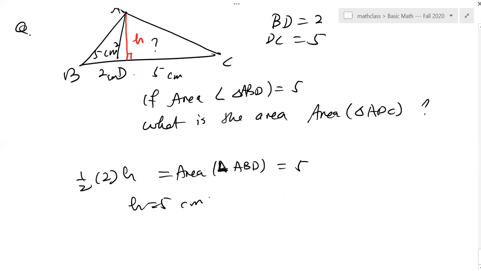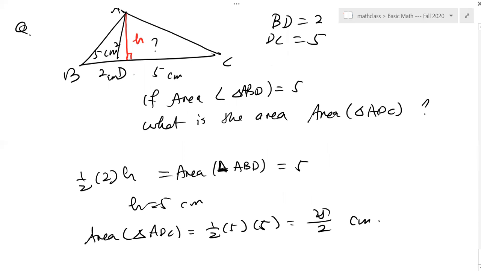Then you use the same height to find the area on the right-hand side, ADC, where the base is 5. The height is 5, so it's 25 over 2. Done.